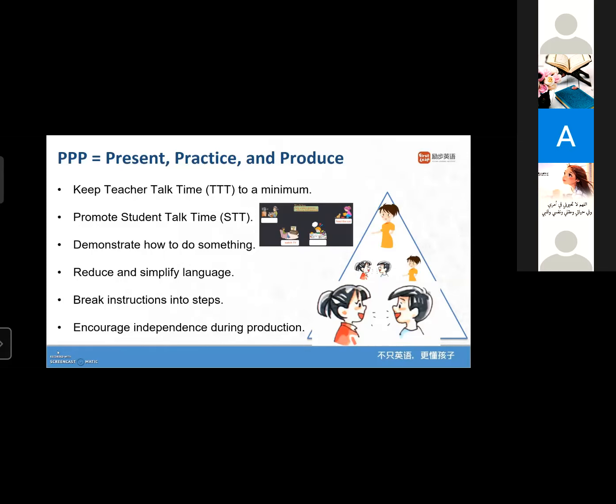Also to encourage, of course, independence during production, to let the students, from the first minute of the lesson to the last minute of the lesson, talk freely, to talk independently without interruption or correcting their mistakes, and to change the focus from accuracy to fluency, to give students more time.